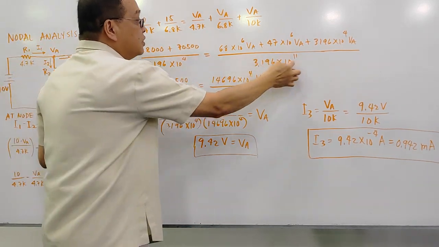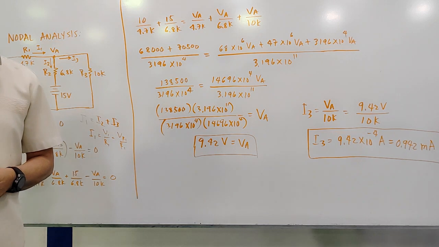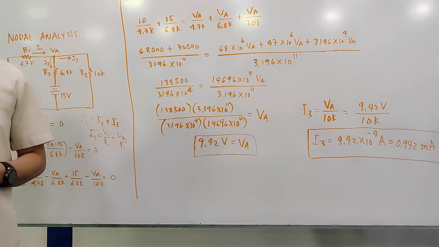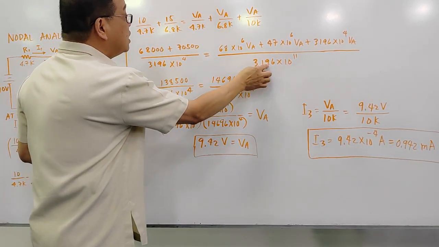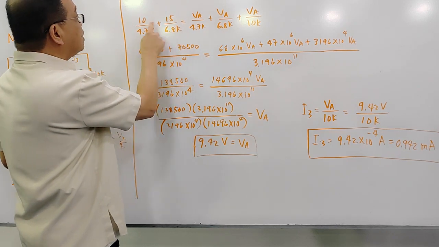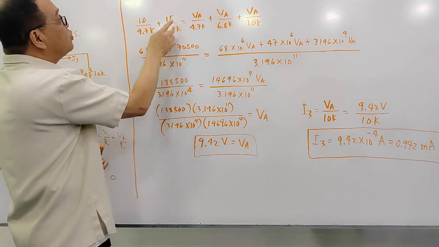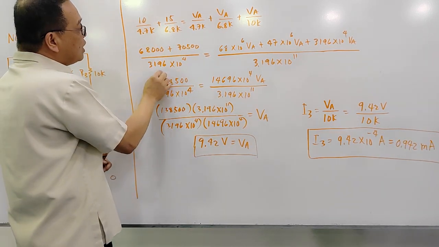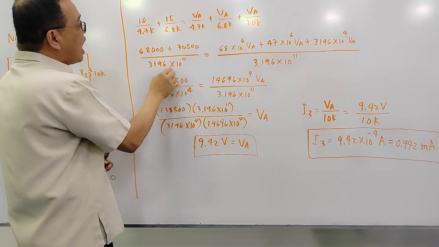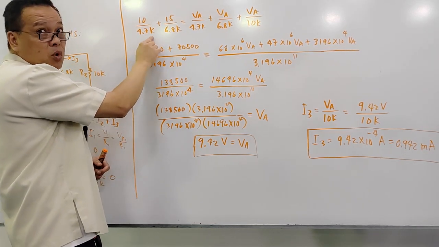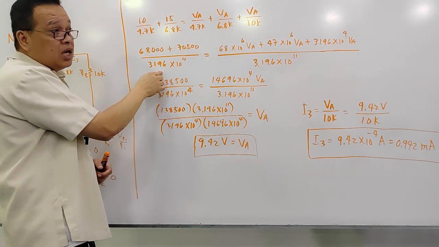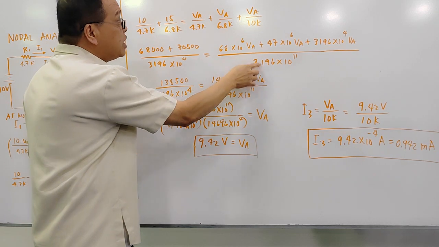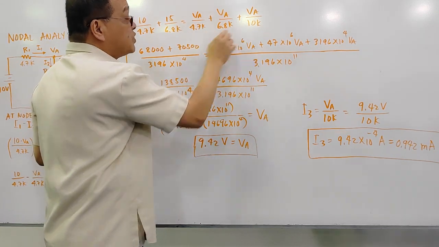What are these numbers? This is the least common denominator. In your mathematics, we call it the LCD, least common denominator. For these two equations, we have the LCD as this one. How? Just multiply these two, you get the LCD. This LCD came from the product of these.